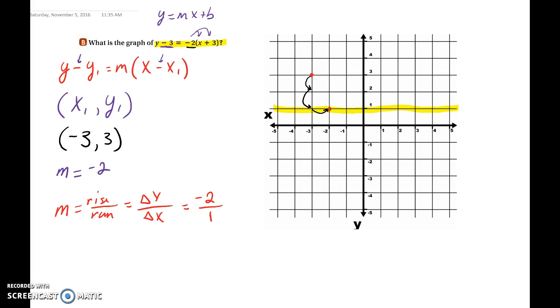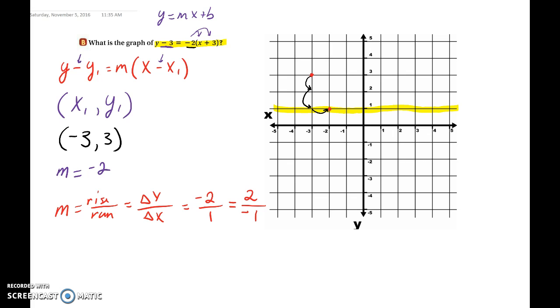But just to practice, another way that we can do negative 2 as a slope and plot another point is negative 2 over 1 is equal to 2 over negative 1. And this will still be equal to negative 2, so it's not changing anything. We're just rewriting the negative sign somewhere else.